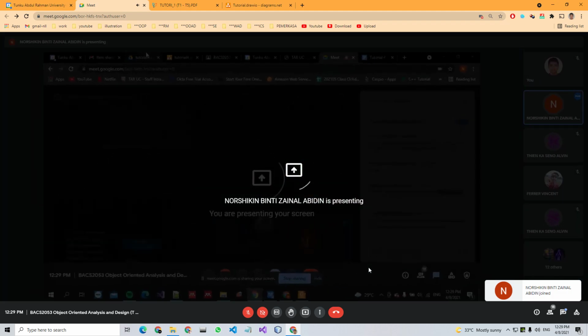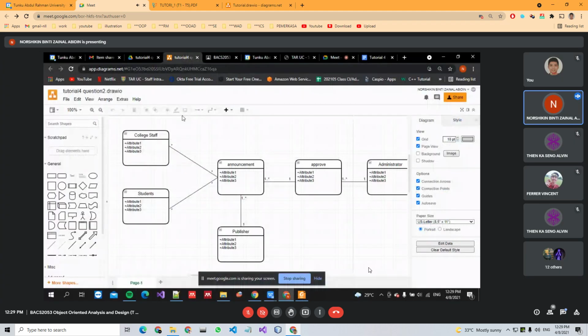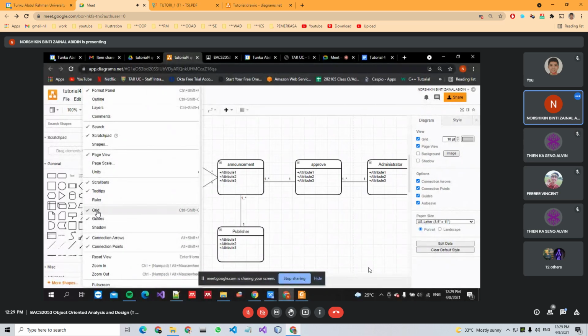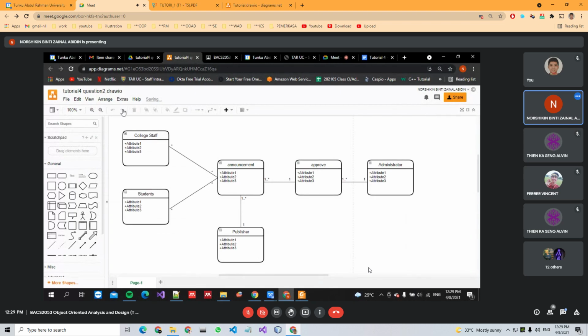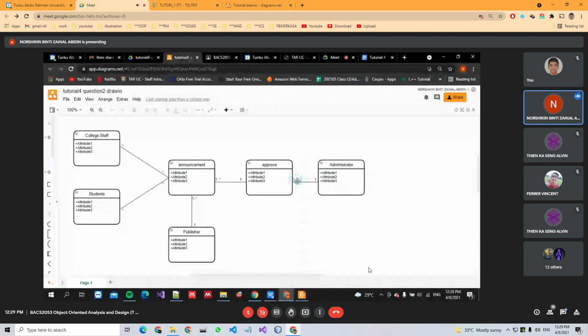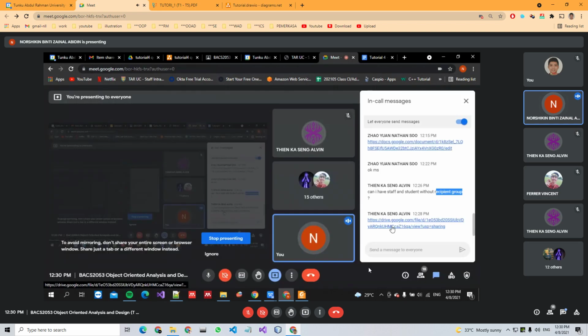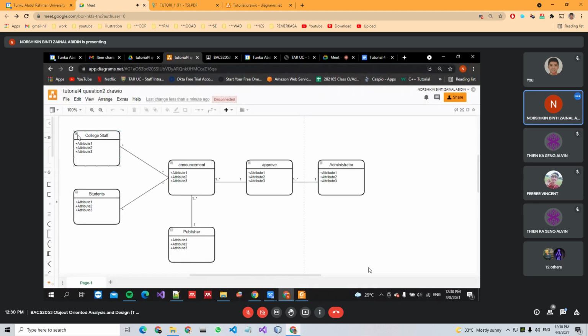So this one is what he sent to me. So here, attribute 1, 2, 3. First, Alvin, in your exam, don't write something plus attribute 1, 2, 3. You need to write a proper attribute. But I think you understand that part. So your question just now: from staff and student, many to many. How did you get this multiplicity, or how did you get this association?